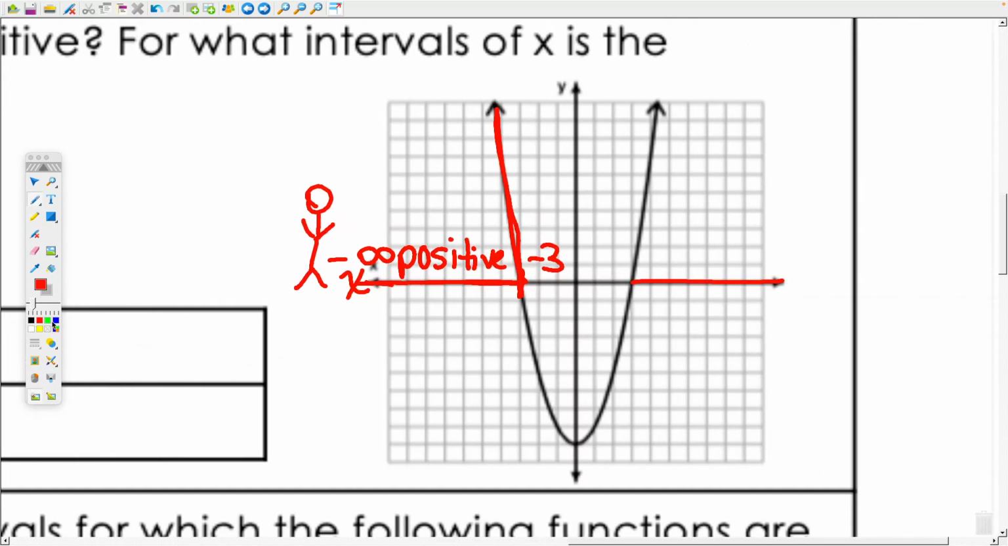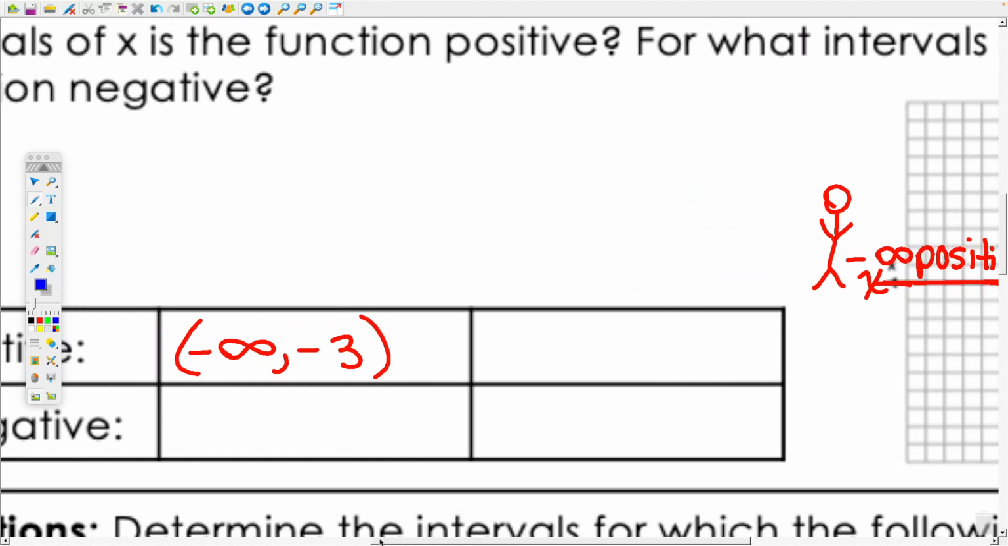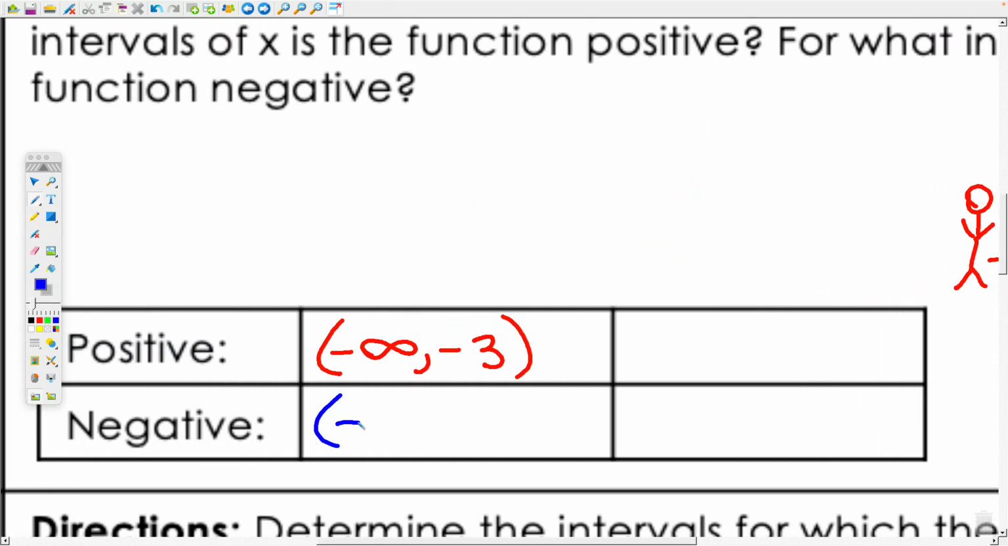My little man's going to keep walking. But what happens is, from -3 until I get to this right here, all of that is below. You see how this part is below? That's a negative interval. What is the number right here that I'm touching? +3. Thank you. We together? Write this down: -3 to +3. That is a negative interval.